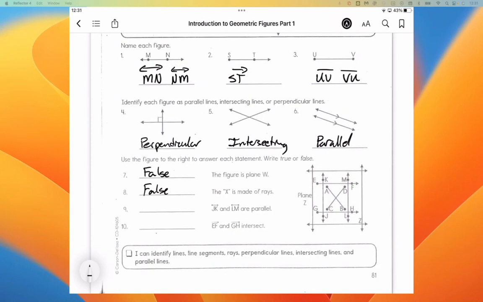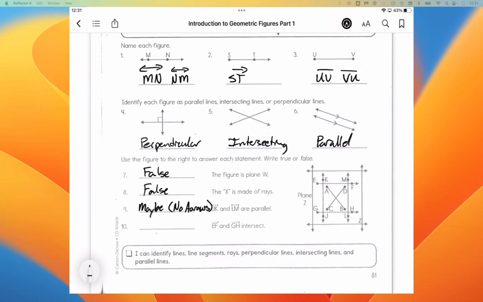JK and LM are parallel. So JK, LM are parallel. I'm going to say the word maybe because there are no arrows to prove that they are. They look like they are, but there's nothing there that tells me, yes, they are parallel.